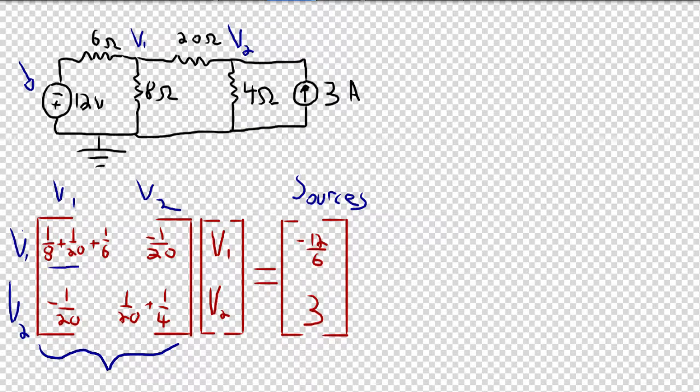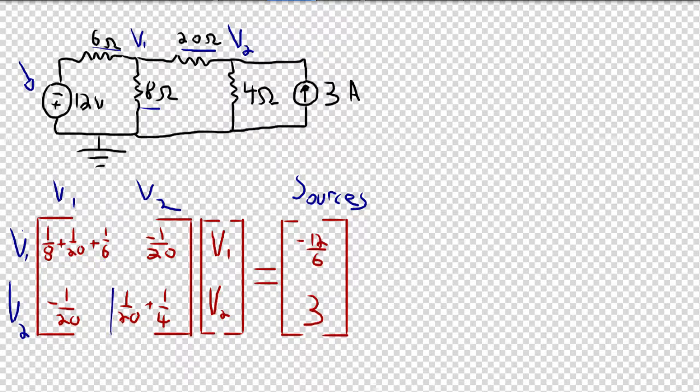So it's as simple as that. So as you can see, every single one of these numbers here is just the reciprocal of one of the many resistances we have in the circuit. So how do we fill out these boxes here? Well, let's take a look at the diagonal boxes first. So basically this first box here is saying, what are all the conductances that are hooked up to node 1? Well, what do we have? We have an 8th, a 20th, and a 6th. And it's as easy as that.